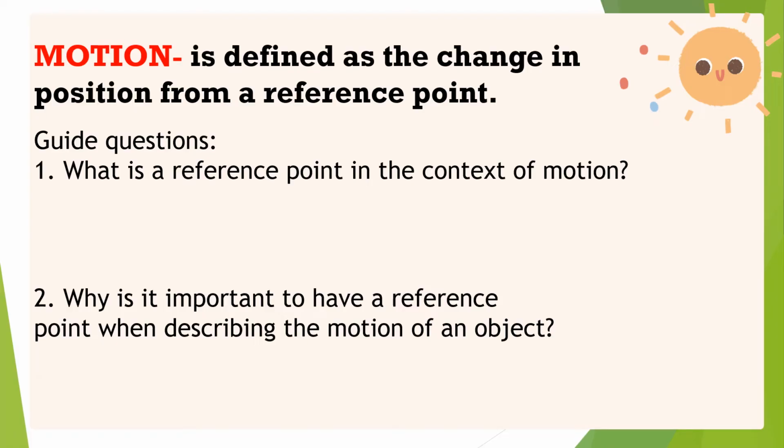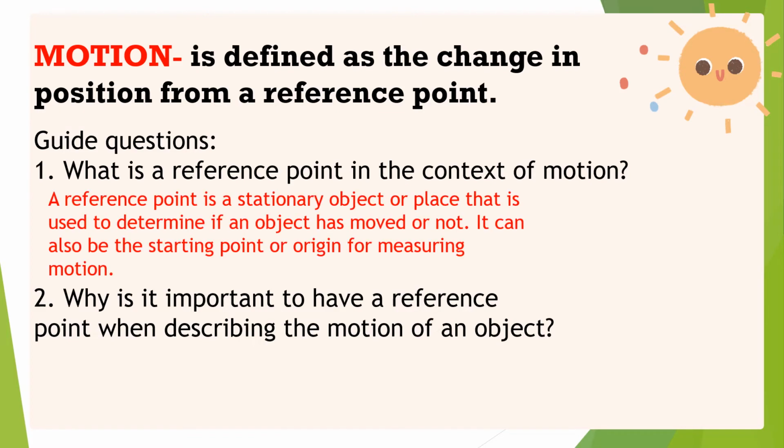Motion is defined as the change in position from a reference point. Now, what is a reference point in the context of motion? A reference point is a stationary object or place that is used to determine if an object has moved or not. It can also be the starting point or origin for measuring motion.